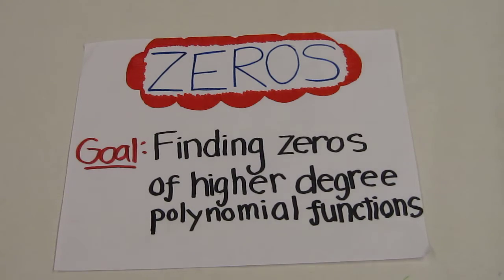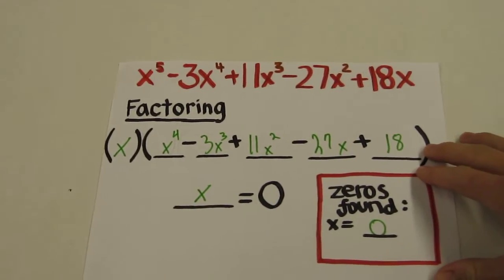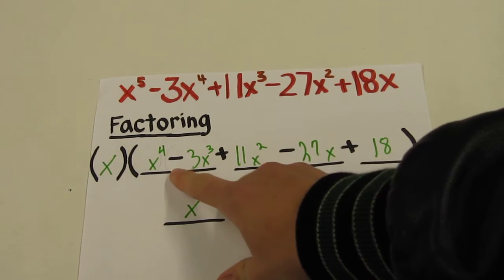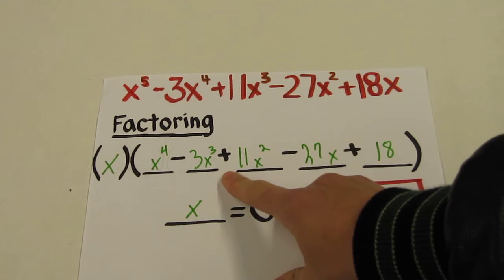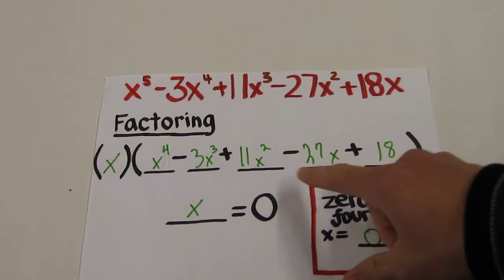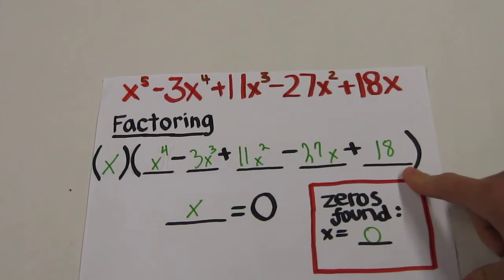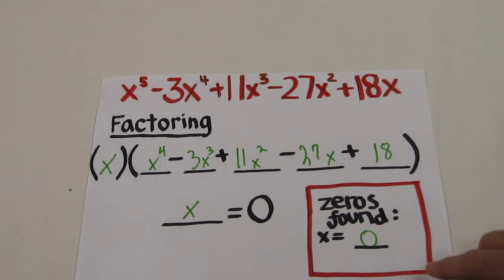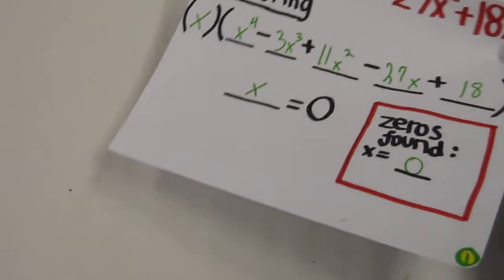Zeros: finding zeros of higher degree polynomial functions. We'll start off today by doing simple factoring. First, from this equation, we'll factor out an x. And we'll get x to the fourth minus 3x to the third plus 11x squared minus 27x plus 18. When we take this x and make it equal to 0, we get x equals 0.